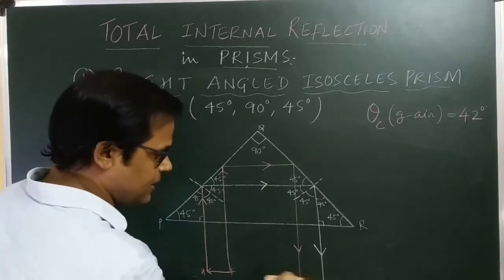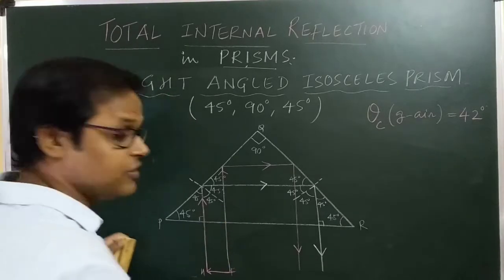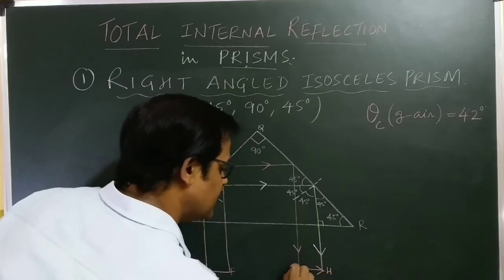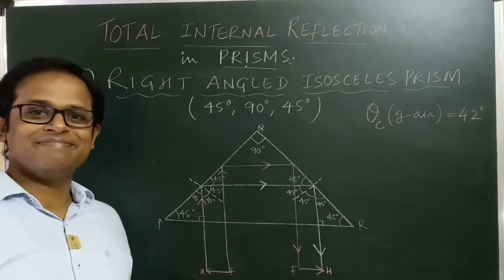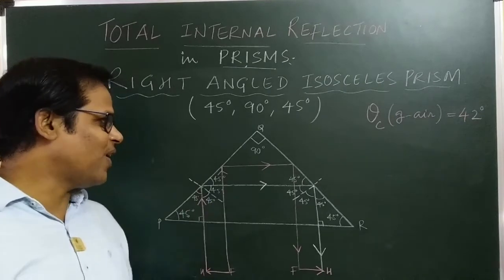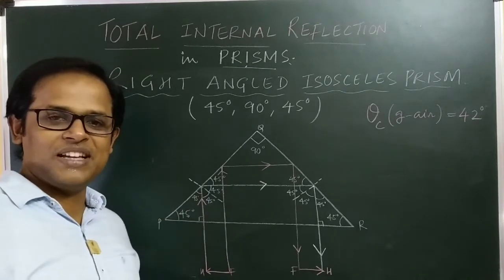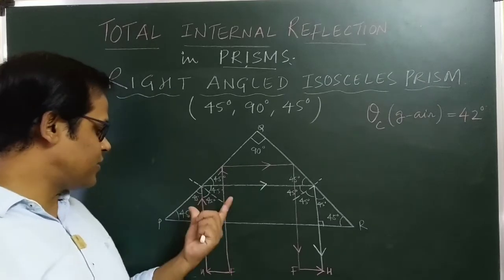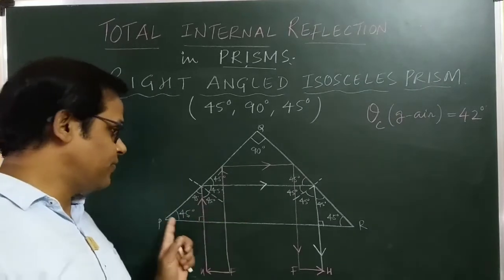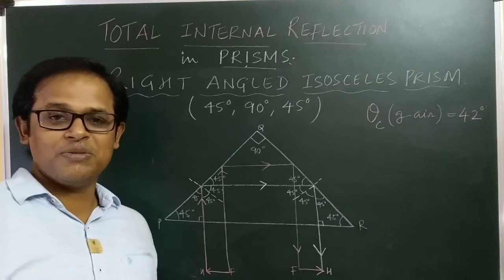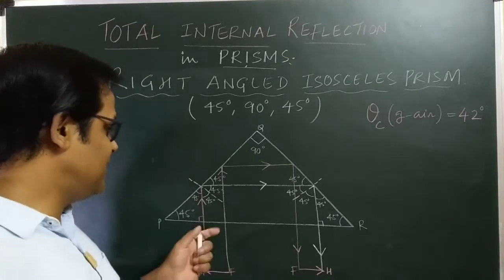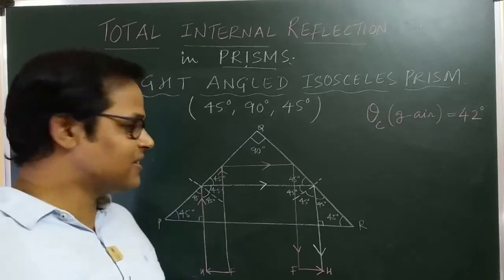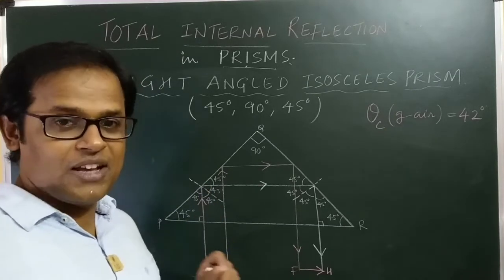So let me draw it a bit up so that it's clearly visible to you. This is what would have happened. Head, feet. Is that clear? That's how the total internal reflection would have taken place in case of a right-angled isosceles prism if the ray of light could have struck from the surface PR, that is the hypotenuse of the prism. Alright, great. This prism's usage is mostly done in binoculars or in certain types of cameras too.